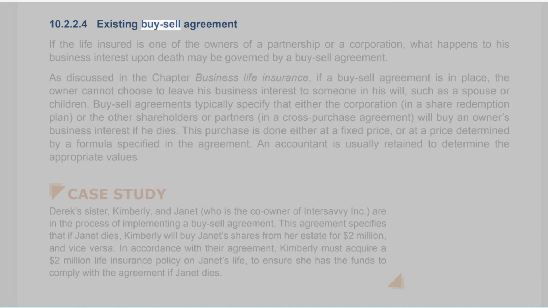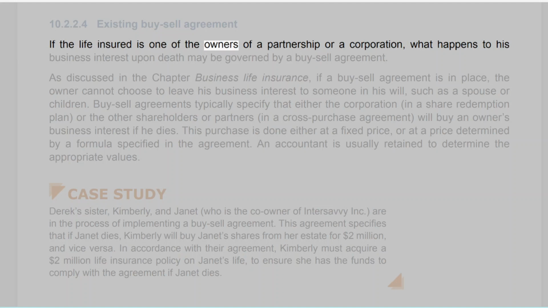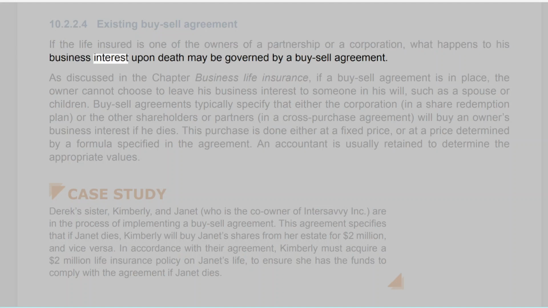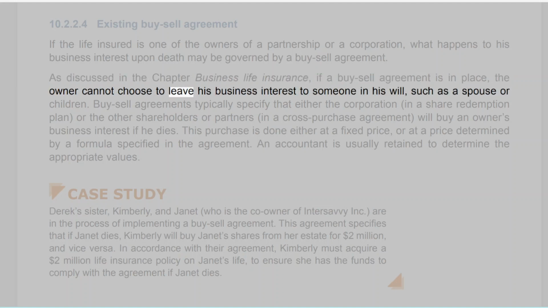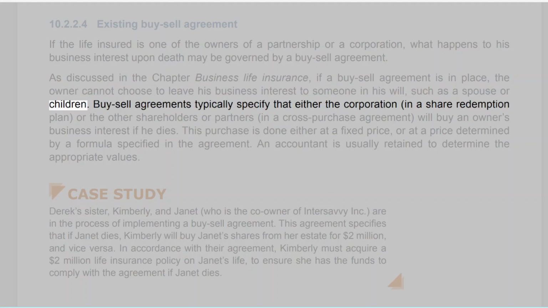10.2.2. Existing buy-sell agreement. If the life insured is one of the owners of a partnership or a corporation, what happens to his business interest upon death may be governed by a buy-sell agreement. As discussed in the chapter Business Life Insurance, if a buy-sell agreement is in place, the owner cannot choose to leave his business interest to someone in his will, such as a spouse or children.